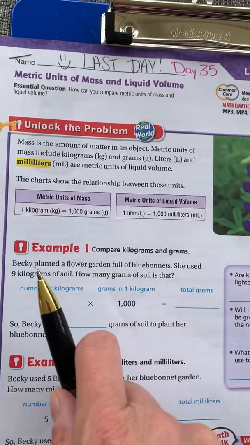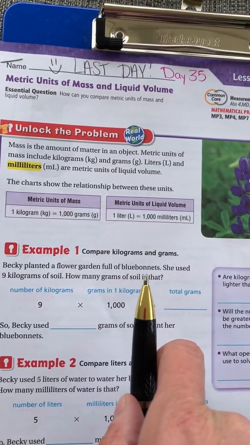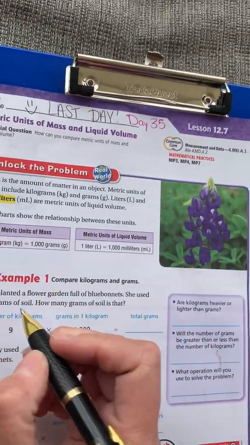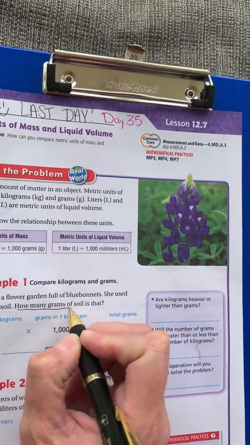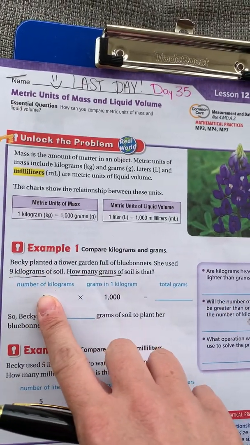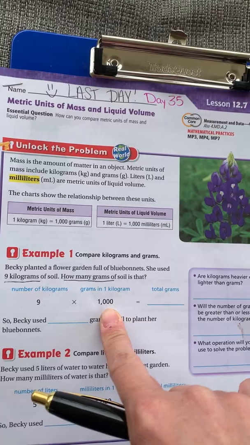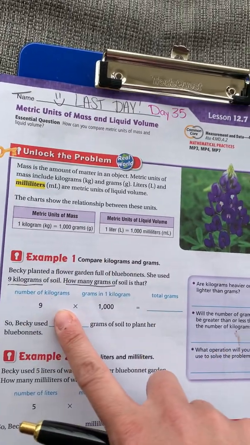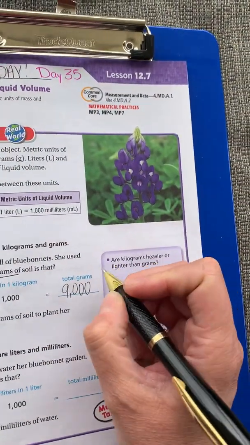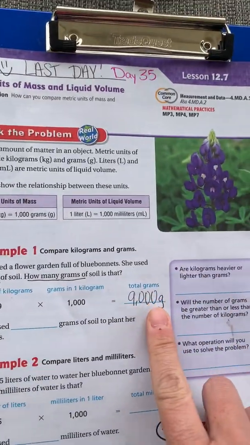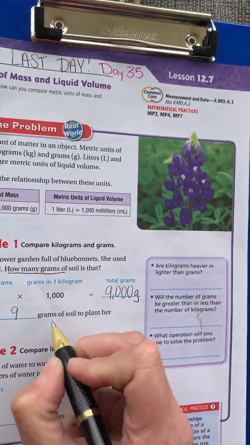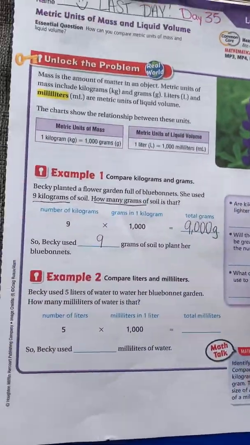Example 1, you're comparing those. Becky planted a flower garden full of bluebonnets. That's what's in your picture. She used 9 kilograms of soil. How many grams of soil is that? So you take the number of kilograms times how many grams are in 1 kilogram, which is 1,000, and you multiply that together so you get 9,000 total grams. Don't forget to label your units. So Becky used 9,000 grams of soil to plant her bluebonnets.